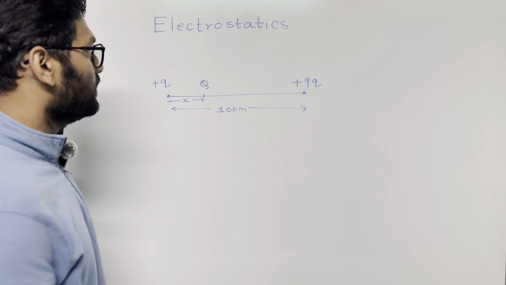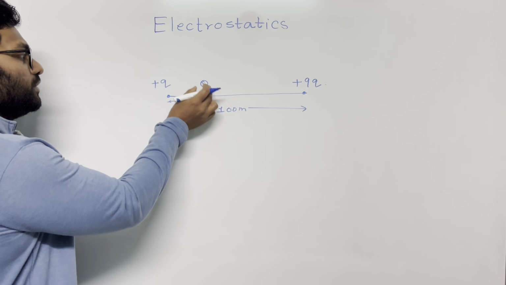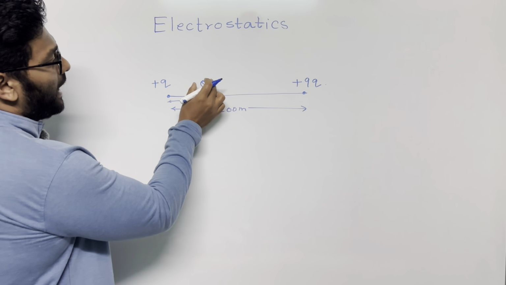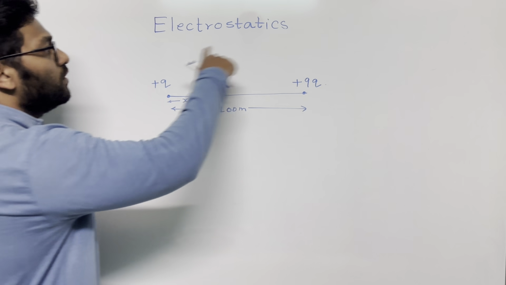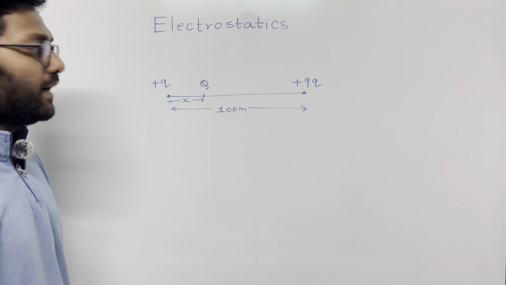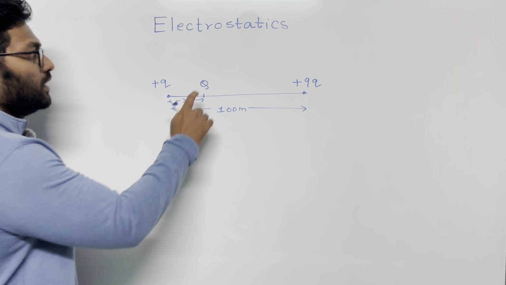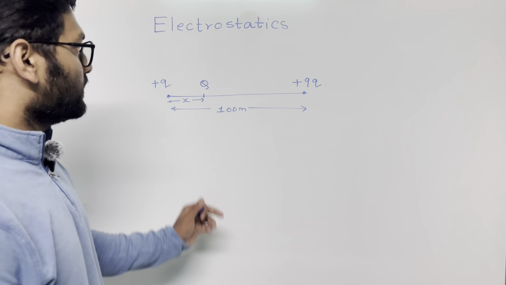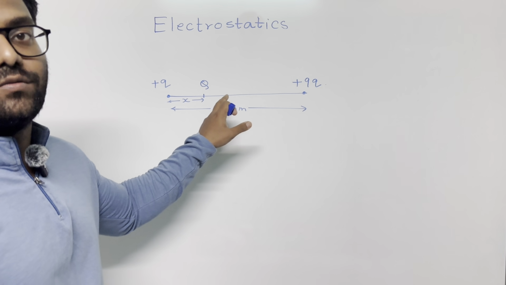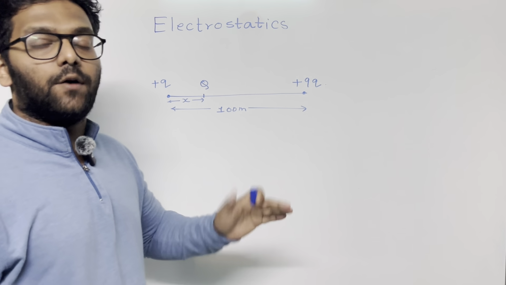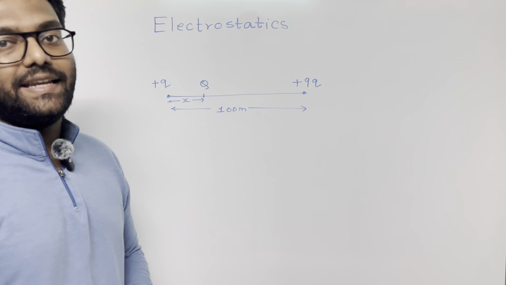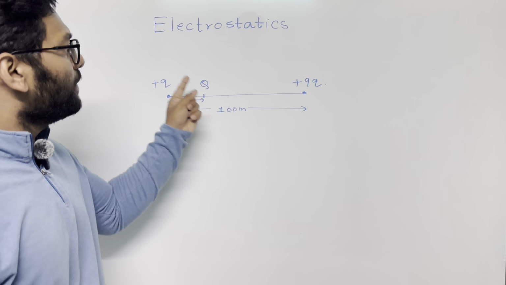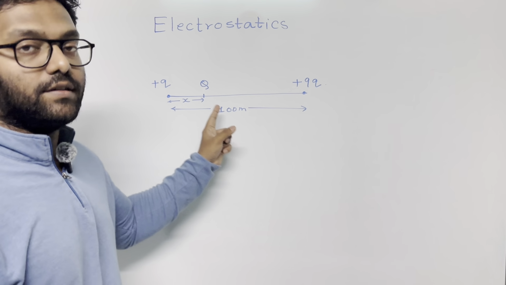The question is what should be the position of the new charge as well as the magnitude of this new charge such that the whole system is in equilibrium. That means the net force on this charge is 0, on this charge is 0, and on this charge is also 0. In the previous case, it didn't matter what the sign of that charge was. It could have been positive, negative, or any magnitude as well.